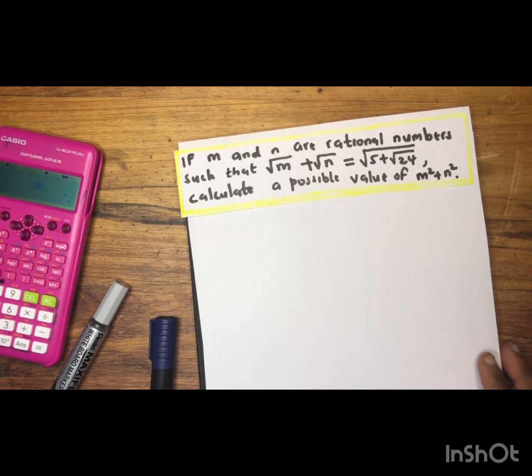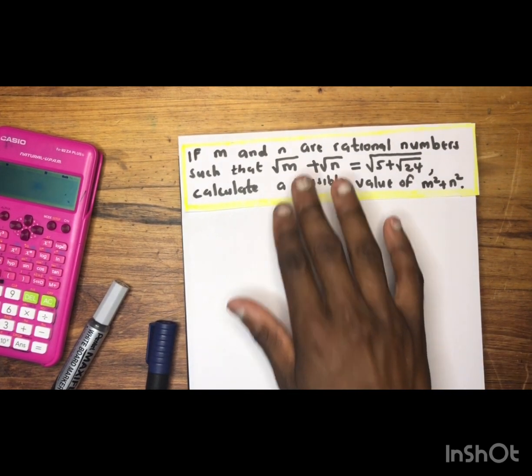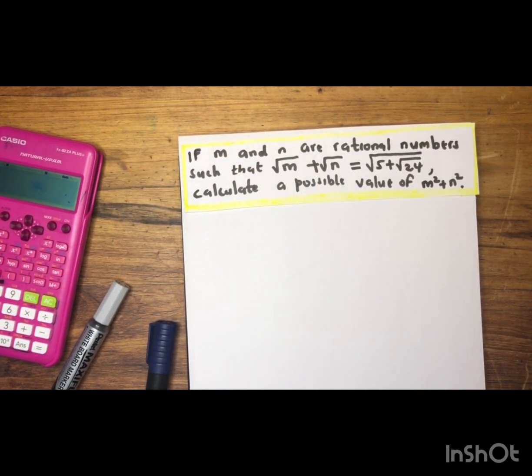We are given here, if m and n are rational numbers such that root m plus root n equals root 5 plus root 24, calculate the possible value of m squared plus n squared. Ooh. So guys, you can pause the video and try to attempt this question on your own.